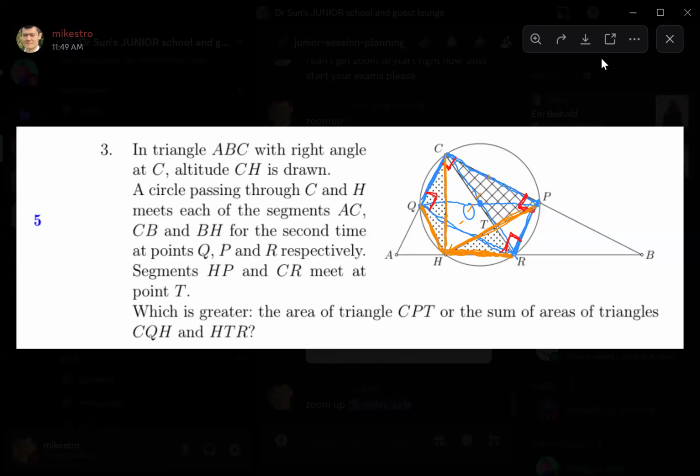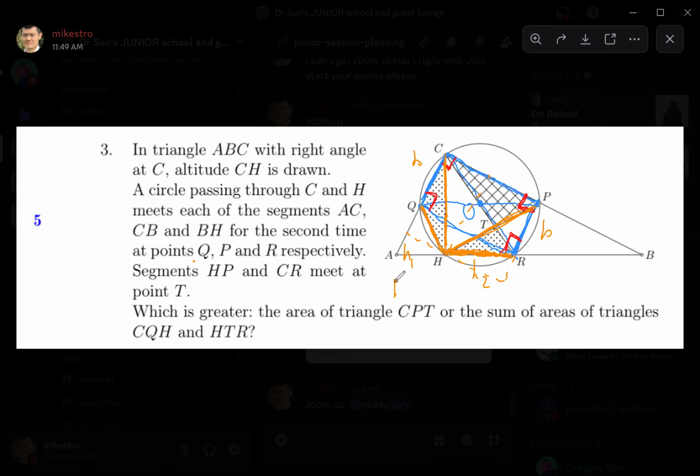Let me re-summarize this very important point. Let's call this the base, and then we'll call this the height. Height 1, and this is height 2.